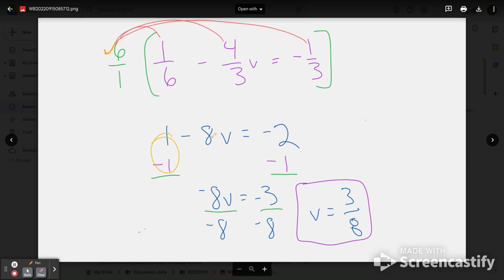1 minus 8v equal to negative 2. So now we subtract 1 from each side to isolate the negative 8v. And then we divide both sides by negative 8. And we find out that v is equal to positive 3 over 8.